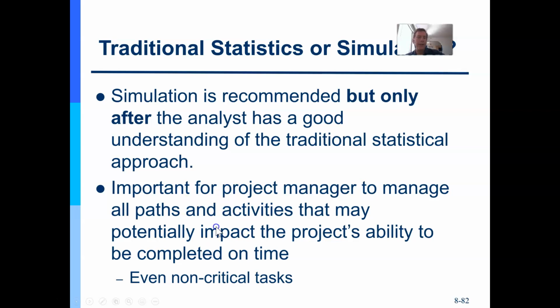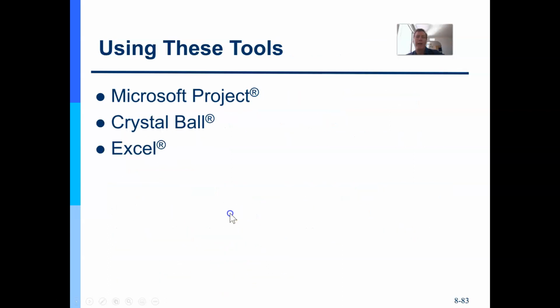A project manager is going to do schedule network analysis. That means it's important for you to manage all the paths and to understand them. Before the schedule goes final, look at the other options that might be available for certain activities or precedents, even for non-critical tasks along the way. There are multiple tools you can use. We've seen here Microsoft Project, Crystal Ball, and Excel. I will add one other, which is Smartsheet, which is frankly Excel on steroids.